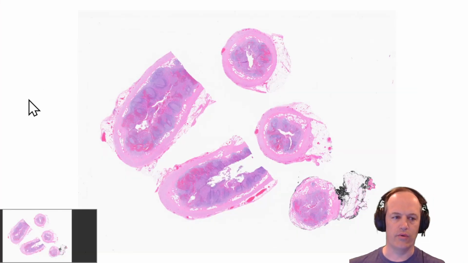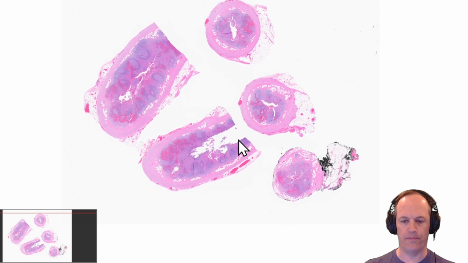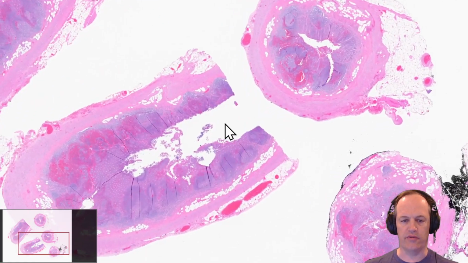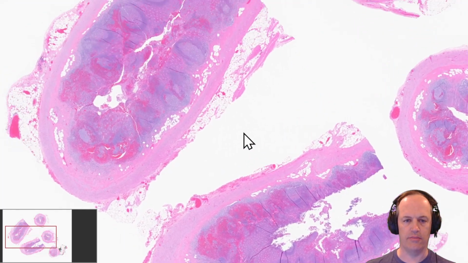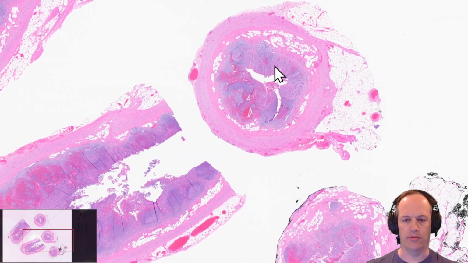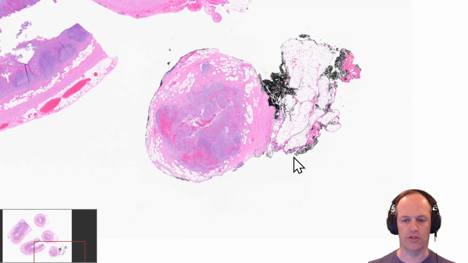Let's start out with, what does a normal appendix look like? And I'm going to talk a little bit about how we gross it as well. So this is what a normal appendix looks like under the microscope. You'll see we've got a couple sections here. We have a longitudinal cross-section of the tip, and we have a couple of cross-sections of the length of the appendix. And then we have this base margin.